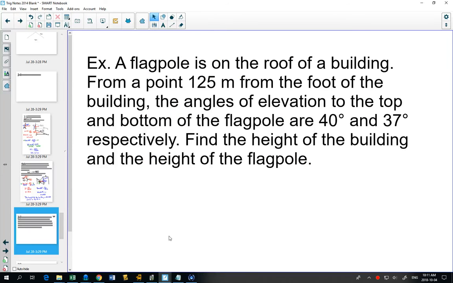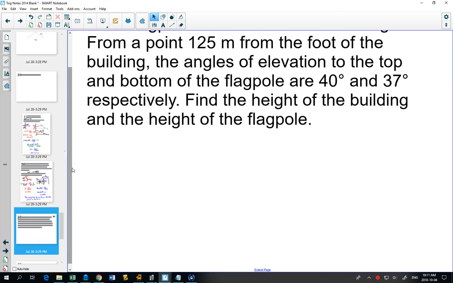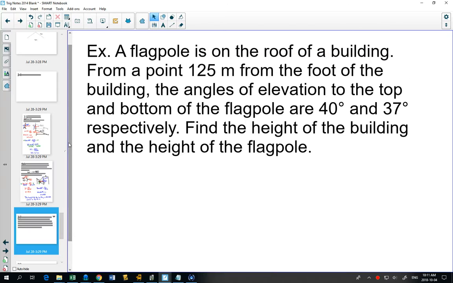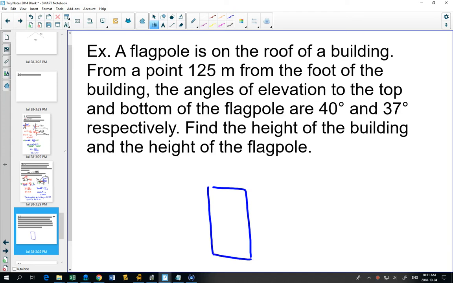All right, let's look at your pictures. And again, for your pictures, it doesn't matter if you used the building. I'm going to draw the building here with the flag there. Oh, Canada flag. Very nice.